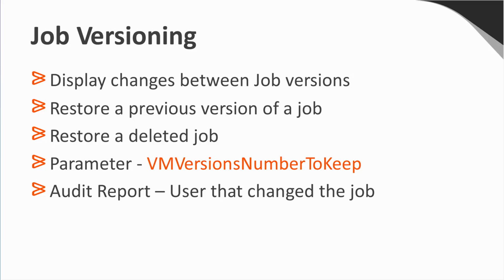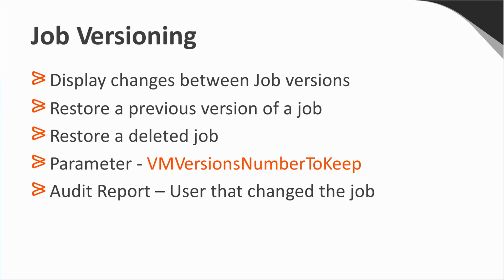One thing to mention when you're looking at job versioning, you can see the job owner, you can see when the job was changed, and you can see the changes that were made. What you can't see is the user that made the changes. If you need to see the user that made the changes, then you need to run the reporting facility and run the audit report to go see that. And audit and annotation needs to be enabled.